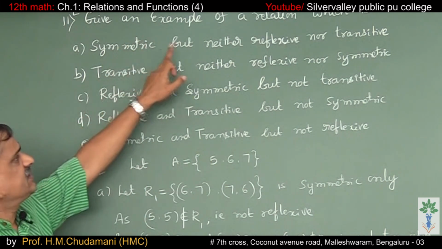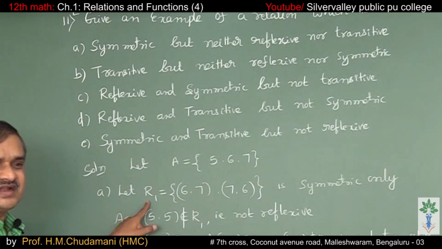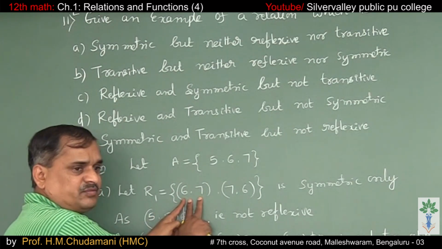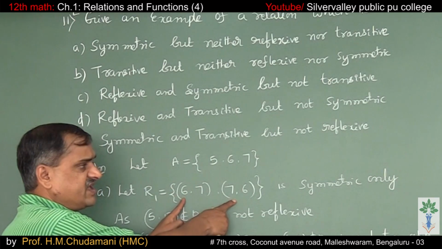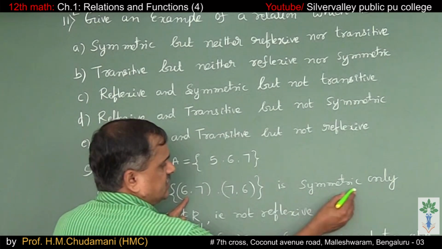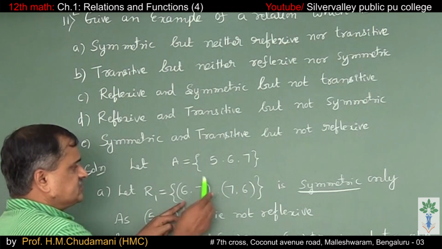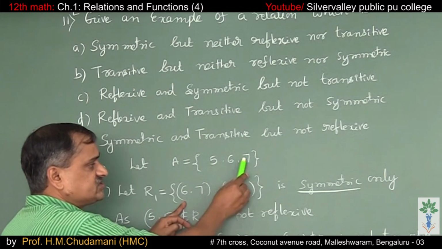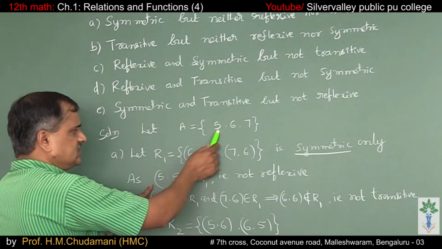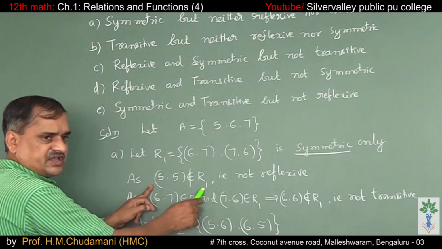I want a symmetric relation but not reflexive and transitive. Let us select the relation R1. If it is to be symmetric, (6, 7) means (7, 6) must be there. So that means I just include (6, 7) and (7, 6), which is only symmetric. It is not reflexive since (5, 5), (6, 6), (7, 7) must be there if it is to be reflexive.